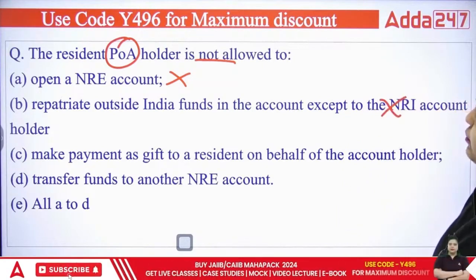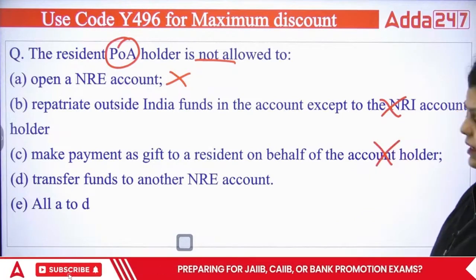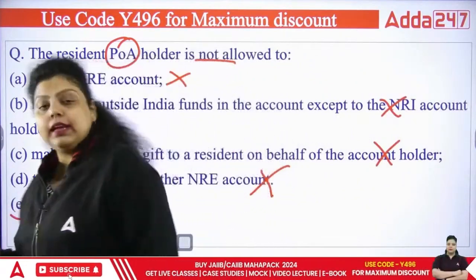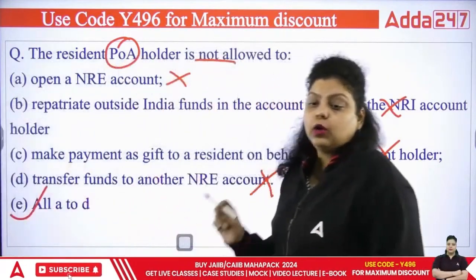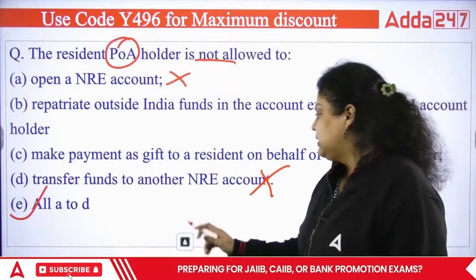Then make payment as gift to a resident on behalf of the account holder. No, cannot be done. Transfer funds to another NRE account. No, it cannot be done. So right answer will be E. All A to D are not allowed to the power of attorney holder. Okay, so your right answer here will be E option.